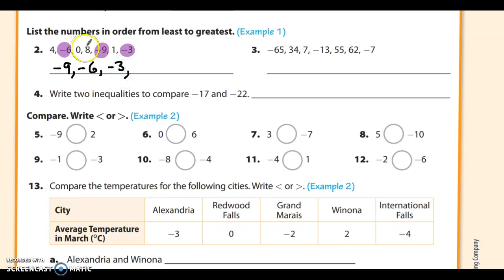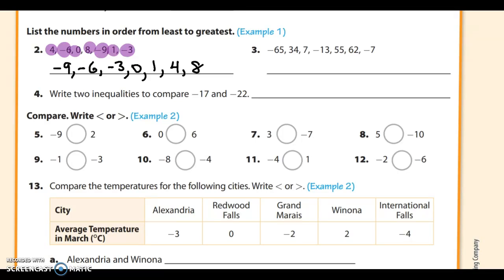Now I'm going to get to 0, and then I'm going to get to my positives. So there's 0. And then my positives are just in order, least to greatest. I've got 1, then 4, then 8. Let's make sure I got them all. 1, 2, 3, 4, 5, 6, 7. Got them all? All right, number 3.